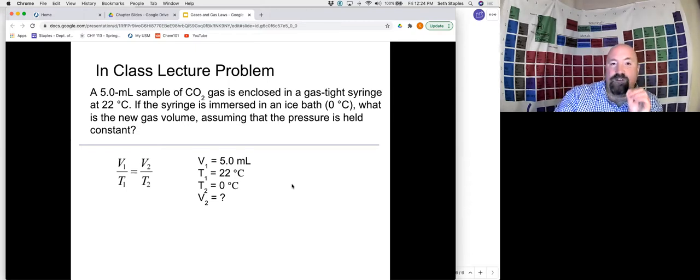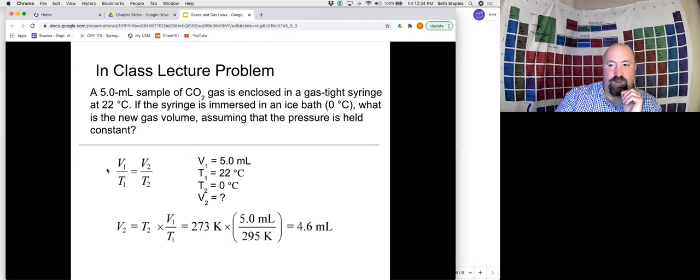Now, what I always do when I write down my given information, anytime I'm working with the gas laws, is immediately convert to Kelvin. Then it's just done, and I don't have to worry about it later. Next, we look at algebraically manipulating this equation. We're going to solve it for V2. Then we can plug our numbers in, and we get an answer of 4.6 milliliters.